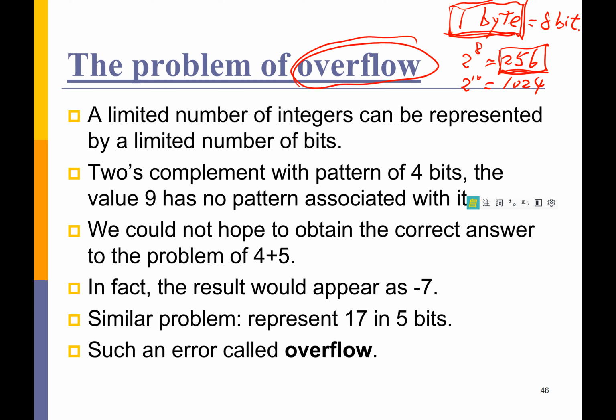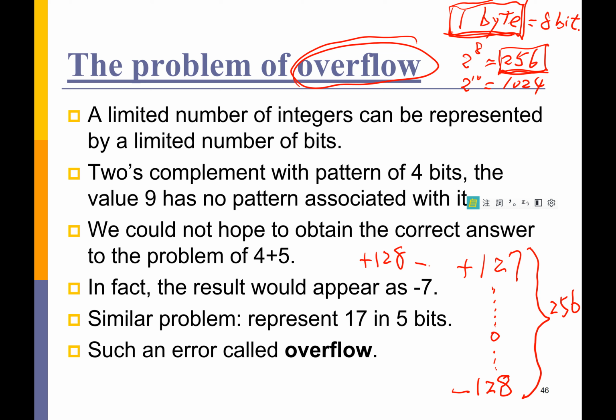So, in fact, in 2's complement notation, you are using 8 bits. To implement 2's complement notation, the values you can represent are from positive 127 through 0 to negative 128. The total number is 256. What is the overflow problem? Please tell me whether or not you can save positive 128 into this 1 byte 2's complement notation.